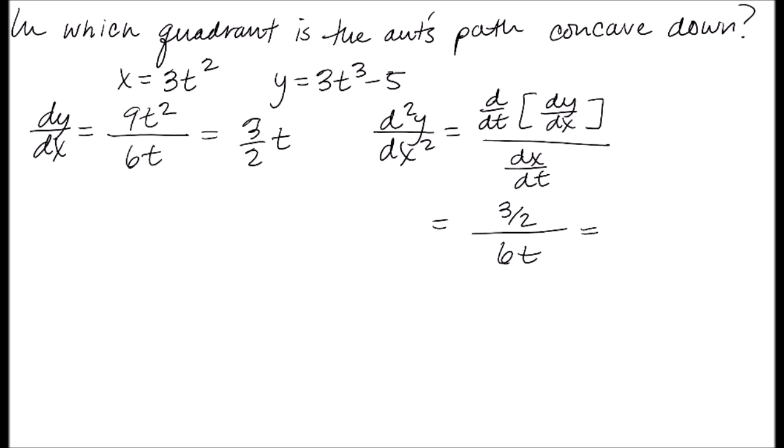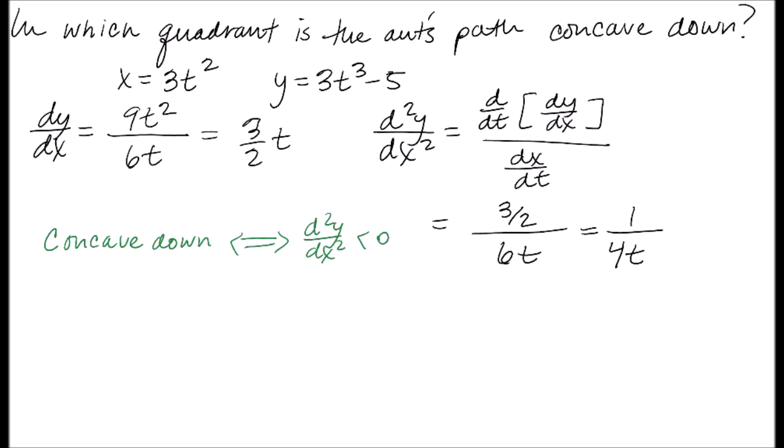I could also say that 3 divided by 12 is 1 over 4t. You could also leave it as 3 over 12t. No difference. I'm just going to write over here, in order for the thing to be concave down, I'm going to need the second derivative to be negative.